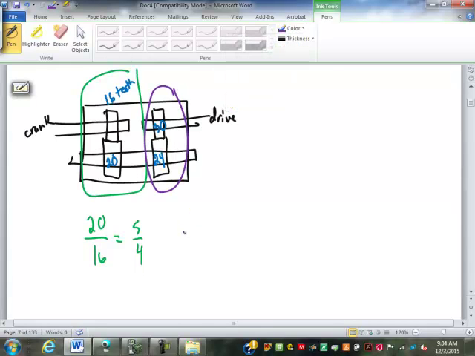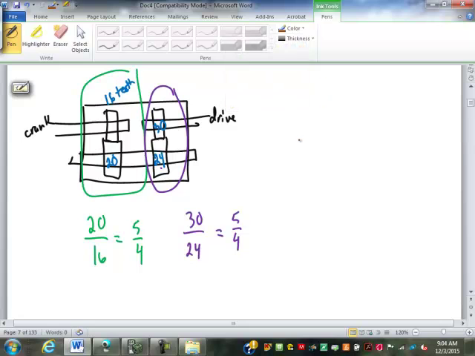What's my gear ratio here? Which one goes on top, 30 or 24? The 30, because if I separate them, the 30 is going to stop. The 24 is closest to the power source. Both of those can be divided by 6 to give me, once again, a 5-to-4 ratio.